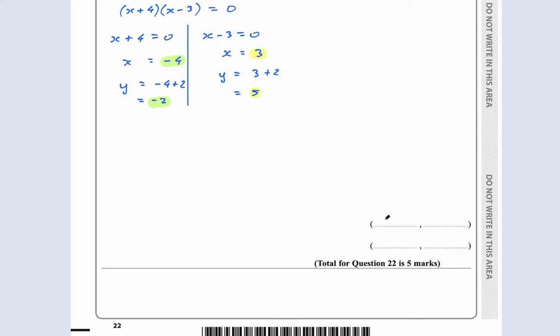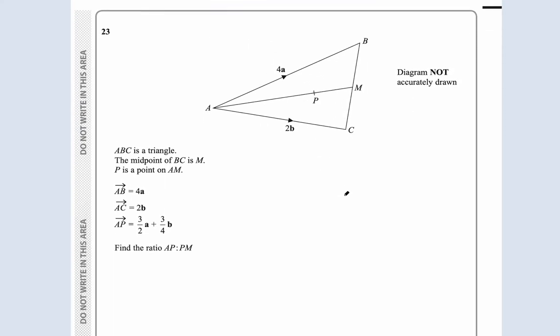So here I'm going to put minus 4, minus 2, that's my x and my y, and here I have to put my 3 and my 5. Yes, it does matter which is which. You can swap these two points around, but you can't swap your x's and y's because these are points. Okay, that is question 22.